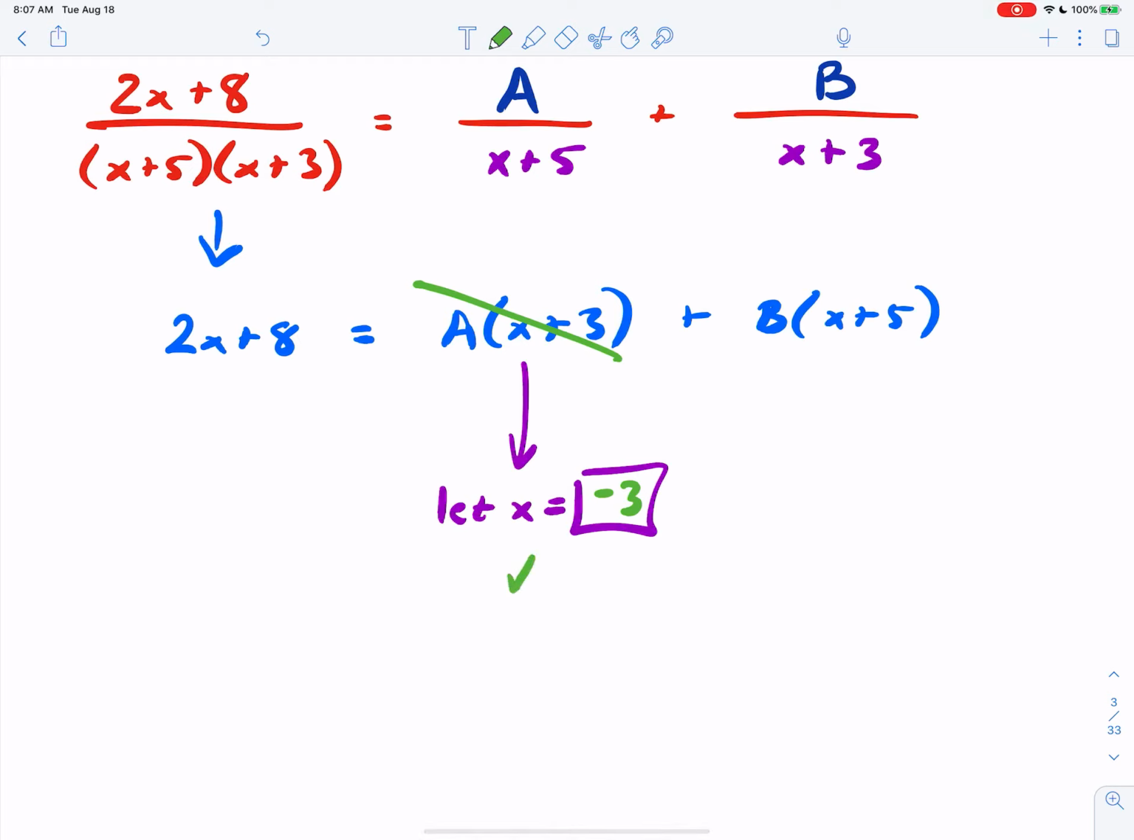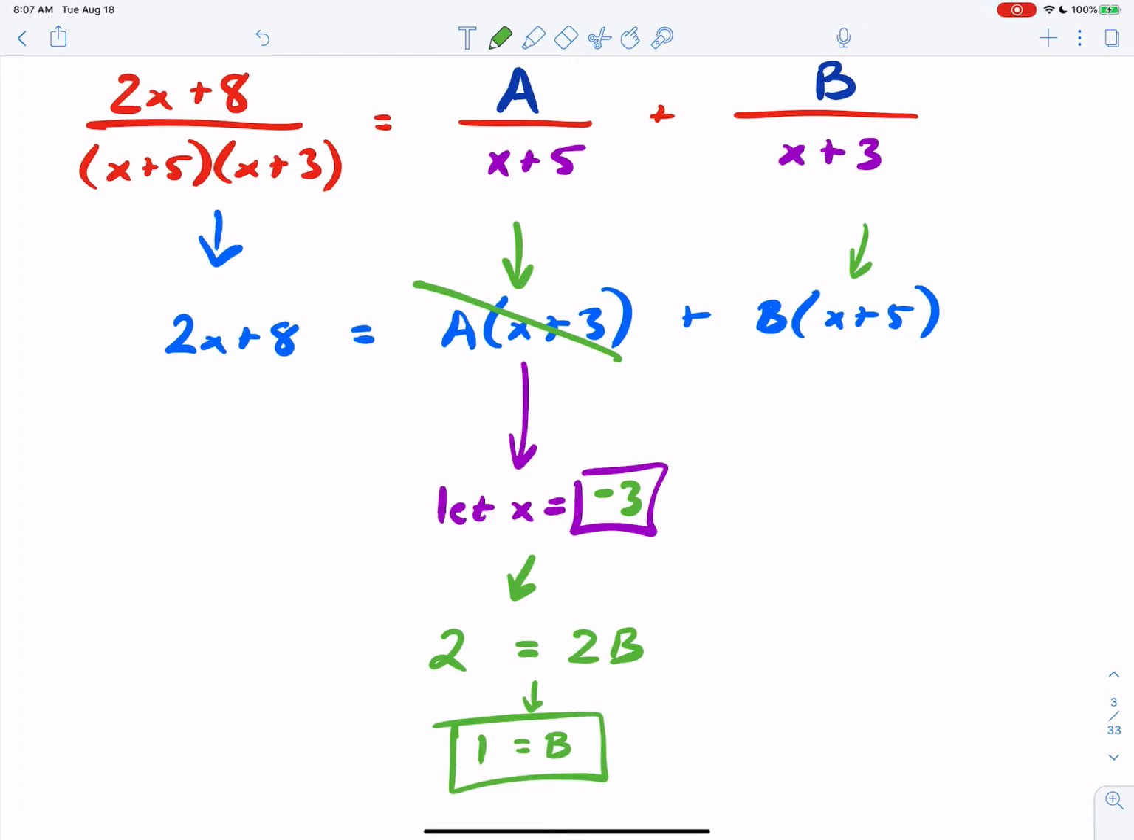If we let x be -3, we're going to get 2 times -3 plus 8, okay, which comes out to +2 equals. This middle part disappears because you're multiplying by 0. And over here, if you plug in -3, you should get 2b. Pause, make sure you guys understood what just happened there, okay? Okay, now here, you could just solve for b. b will come out to 1 if you divide by 2 on both sides. So now we know that b is 1.